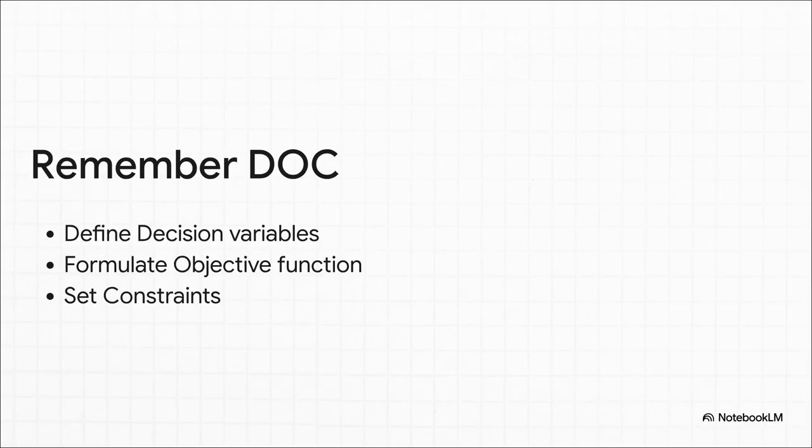D, define those decision variables. What are your X's and Y's? O, objective function. Are we maximizing profit or minimizing cost? And C, constraints. What are our harsh limits on time and materials? Oh, and absolutely never, ever forget your non-negativity constraint at the very end.